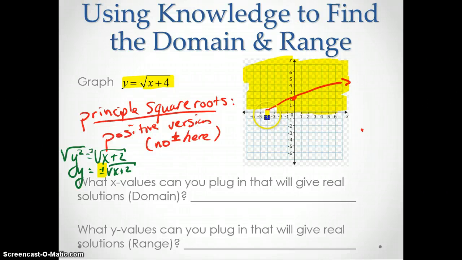Although we know that this could go down here as well, we're just going to take the positive version. What x values can you plug in that will give real solutions? We call this the domain.